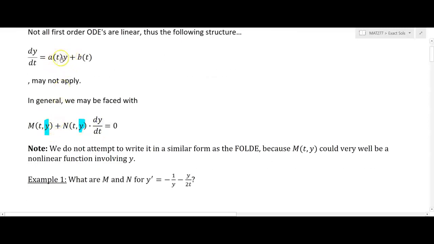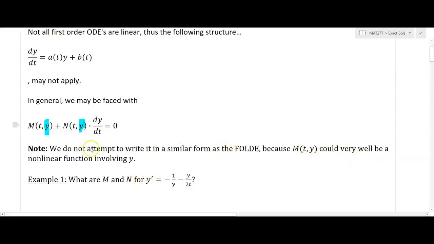We don't write these terms like we did here, A of t times y, because the function may be nonlinear, so it could have a y squared or a y cubed. We just don't know what function of y we're going to be dealing with. So we let this sort of A of t, y thing be handled by this M function. We do not attempt to write it in a similar form as the first order linear ODE, again, because M of t, y could very well be a nonlinear function involving y.